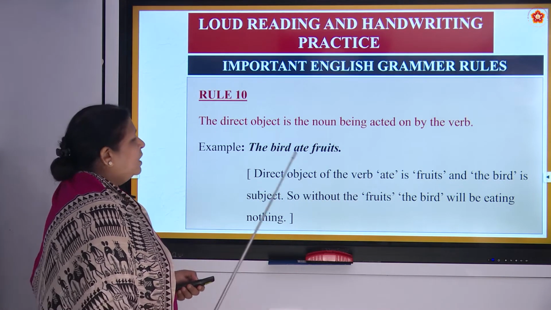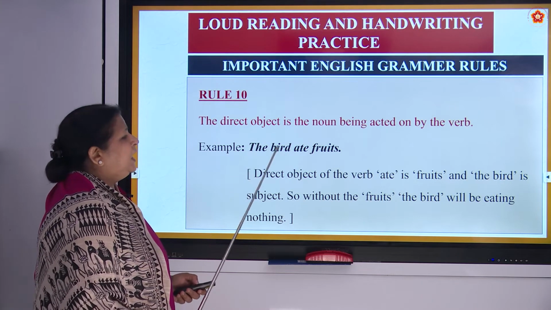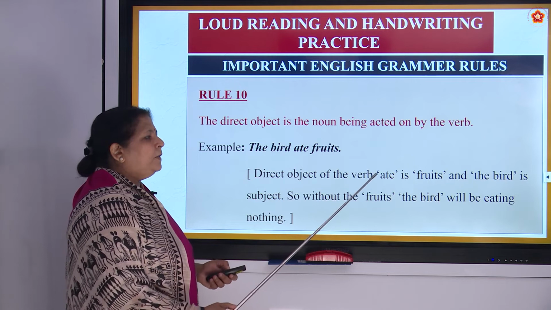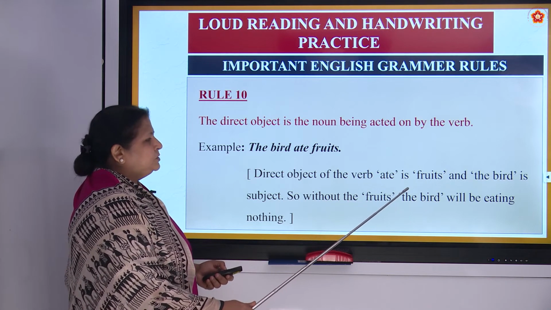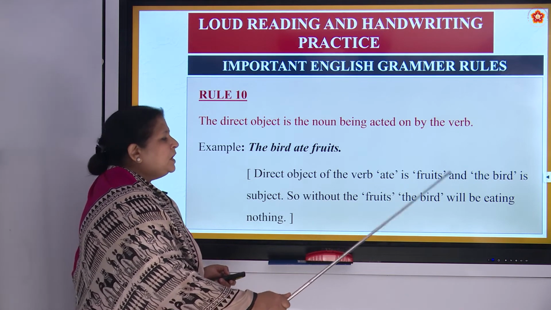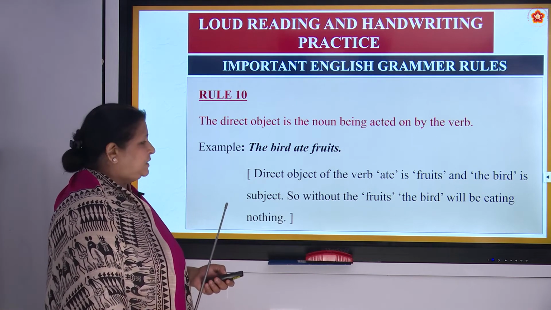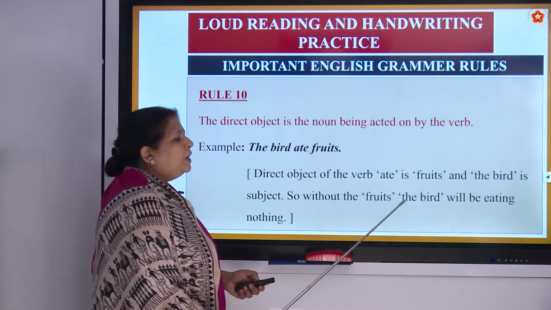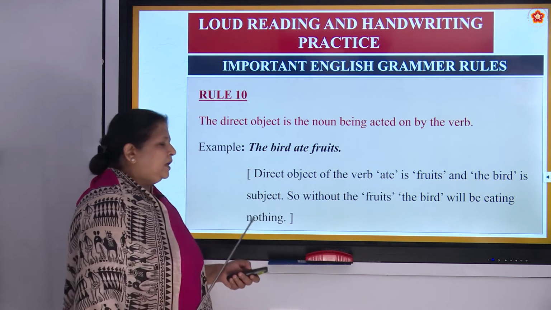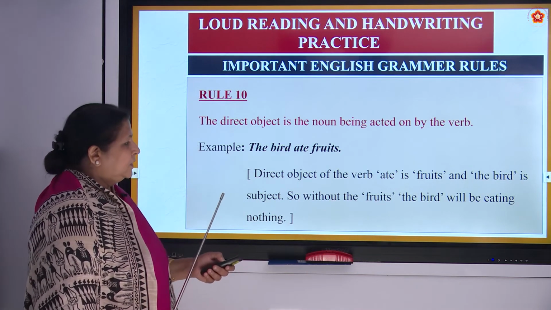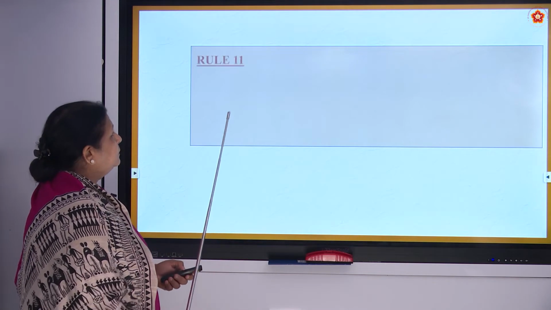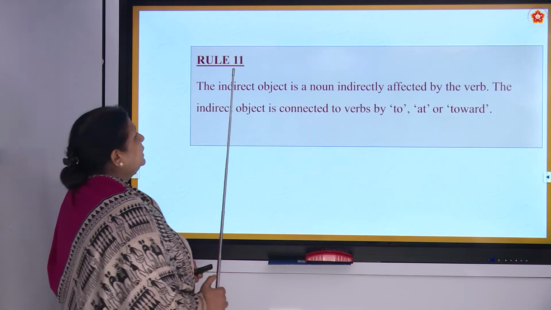Isn't it? Now, listen. The bird ate fruits. The direct object of the verb ate is fruits, and the bird is the subject of the sentence. So, without the fruits, the bird will be eating nothing, isn't it? Hope you understood. Now, rule number 11.